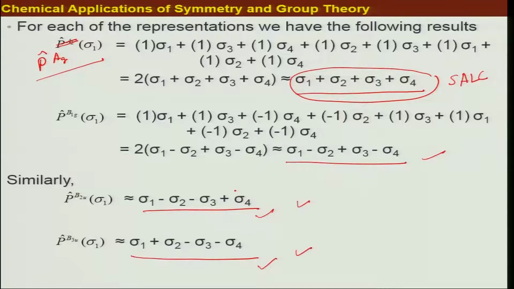I will suggest you verify whether this particular function, sigma 1 plus sigma 2 plus sigma 3 plus sigma 4, will form a basis of Ag or not. Similarly, sigma 1 minus sigma 2 minus sigma 3 plus sigma 4, will it form a basis for B2u? It is very easy to do. You take this SALC that we got, operate all the symmetry operations, and just see what is the symmetry property of this combination, whether it is plus 1 or minus 1. Then you get the characters, and you match with the character table for which particular irreducible representation it belongs to, and you will see that yes, this will be correct.